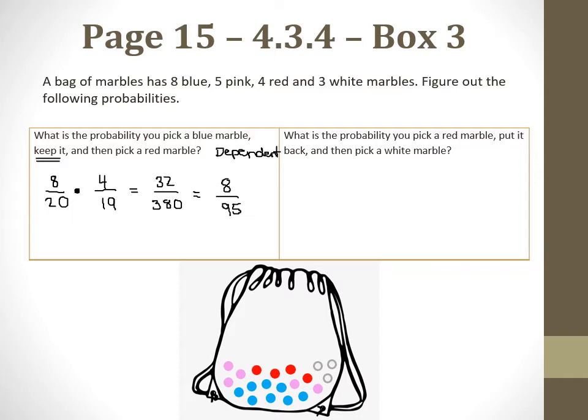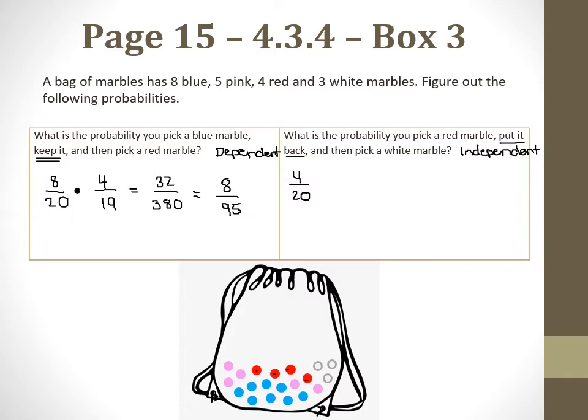Second question says, what is the probability that you pick a red marble, put it back, and then pick a white marble? So since we put it back in the bag, these are going to be independent events. The number of possible outcomes is not going to change from the first to the second probabilities. So what's the probability that you pick a red marble? Well, there are 4 reds out of 20 in the bag.